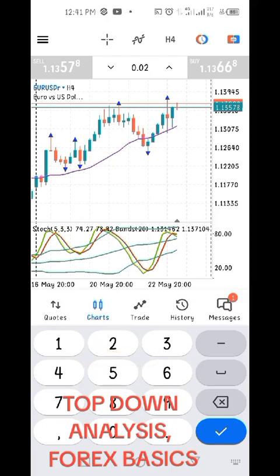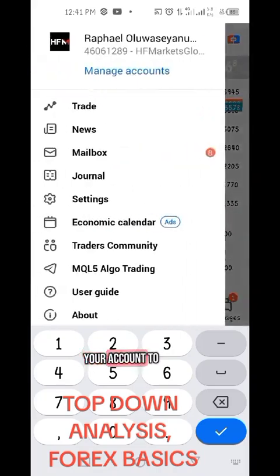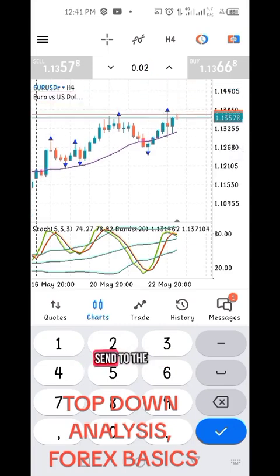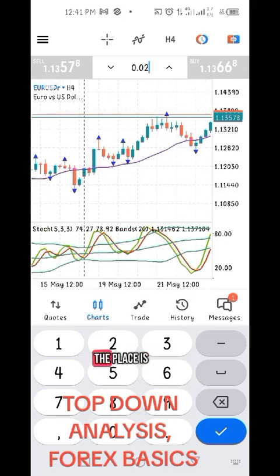Now, it means that anytime I call a trade, after you have connected, I'm still going to teach you how to connect. I will do a separate video on how to connect your account to MT5. Sure, you get it now? But before I do that, if you want to execute a trade, let's say I send to the group that we want to sell, I say sell Euro USD. Remember, this pair is Euro USD.